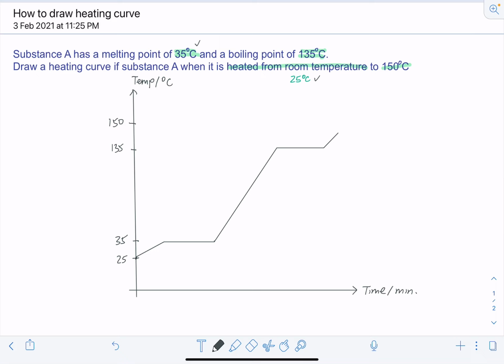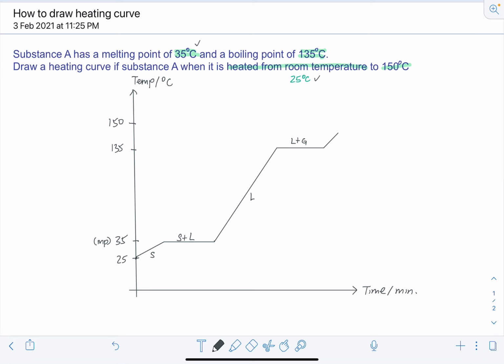The last thing I need to do is to label the states. Before the melting point of 35 degrees Celsius, we know that the substance has to be a solid. Once it starts to melt, it experiences a change of state, so it is solid and liquid. When it is completely melted, it exists as a liquid, and at 135 degrees Celsius, it starts to boil, so you will see both states, liquid and gas.